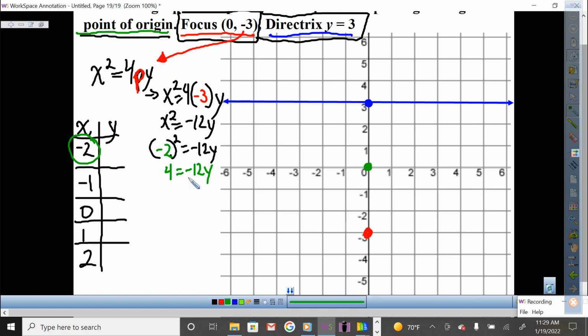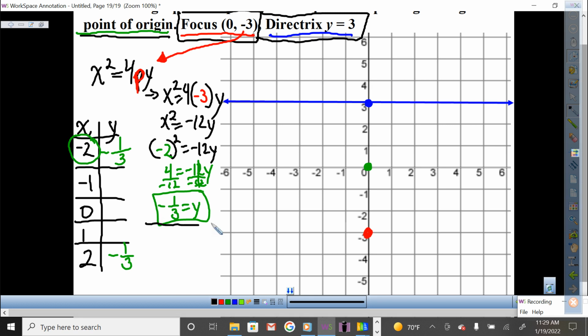Let's solve for y. That means I divide by negative 12. So if I simplify this, this is negative. Divide top and bottom by 4, so it's 1/3. That goes right here, negative 1/3. But since it's a parabola, it's going to reflect to the other side, which is where? At x equals 2. Same value. Is it coming back for some of you?